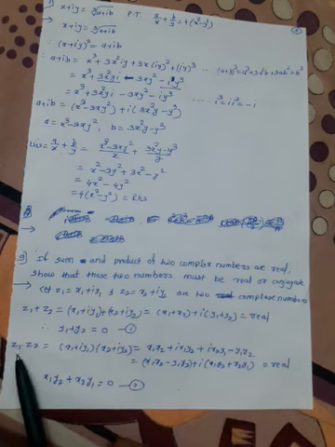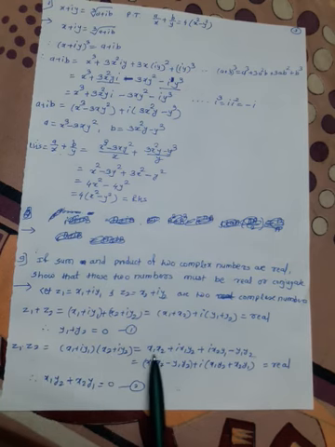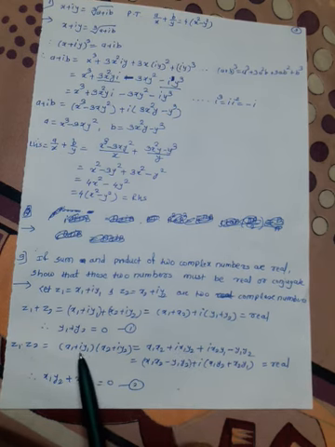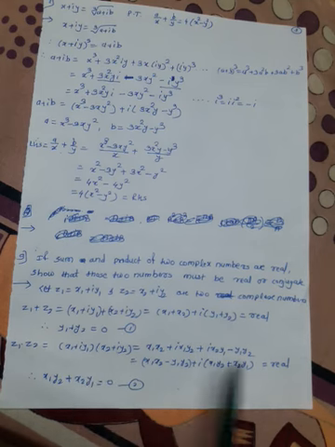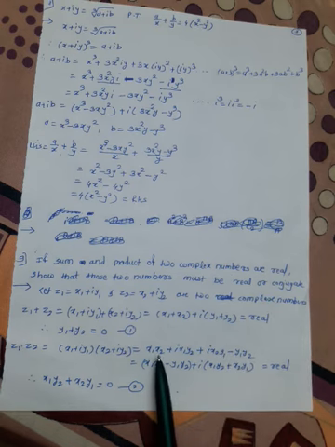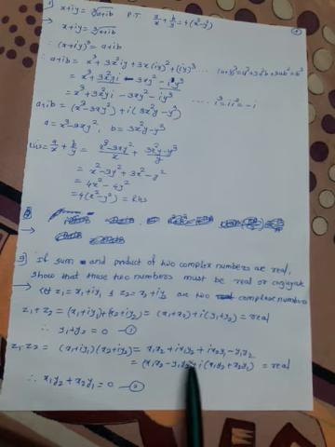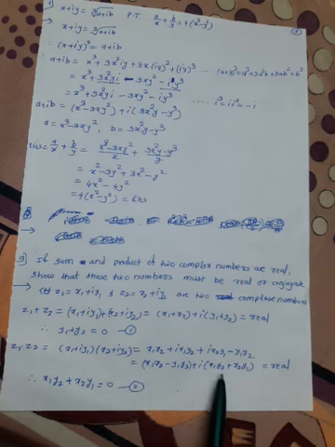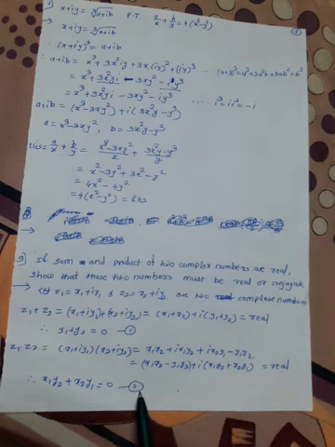Now take the product z1 into z2, multiply these two brackets, we get x1 into x2 plus i x1 y2 plus i x2 y1 minus y1 y2, since i square becomes minus. Now collect the real part, x1 x2 minus y1 y2 is the real part, plus from these two take i common, x1 y2 plus x2 y1 is the imaginary part. This is also given as real, that's why this imaginary part is also equal to 0.